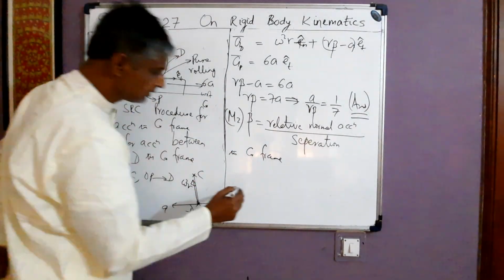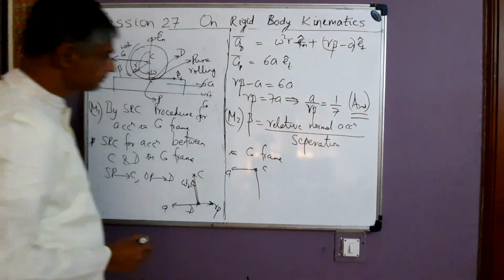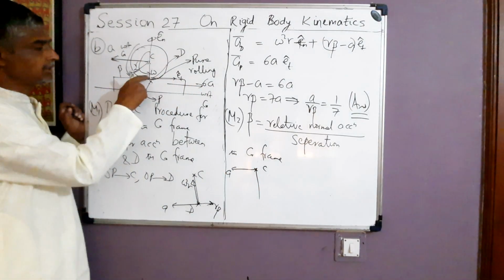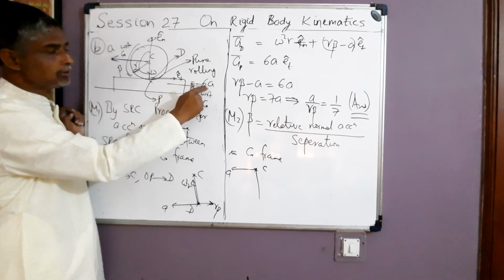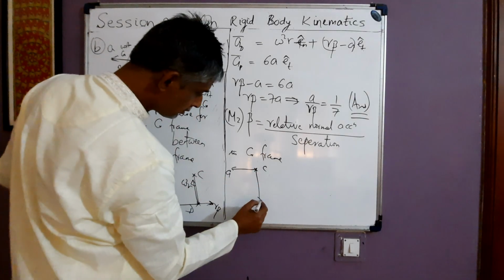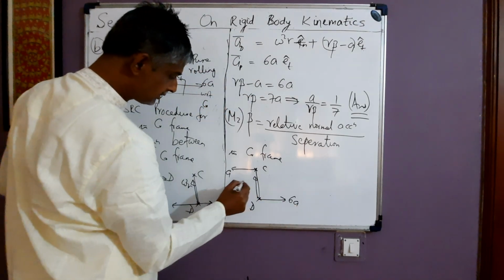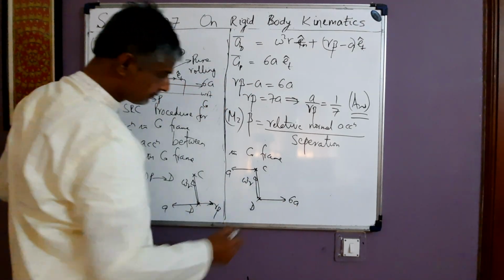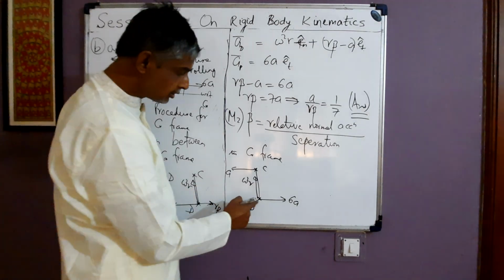So I draw the line joining C and D. The acceleration of C is given to be A left. Now see, here pure rolling is taking place. So the acceleration of point D of the drum in the tangent plane is simply equal to that of this plank. This is D, so this is 6A, and here it is omega square R. So the normal acceleration of C is A left, and the normal acceleration of D is 6A right.